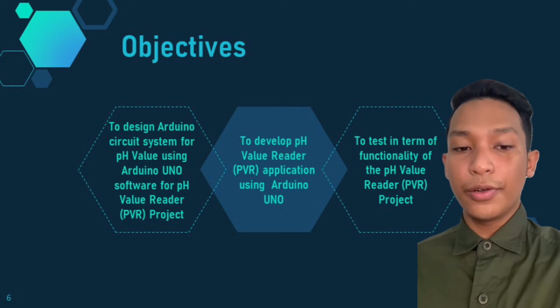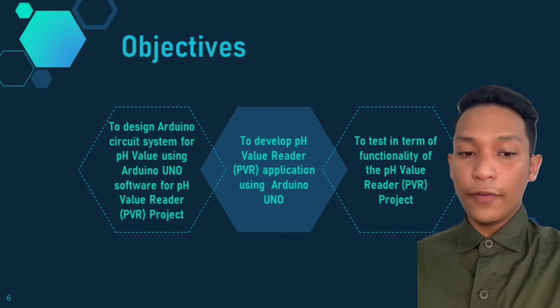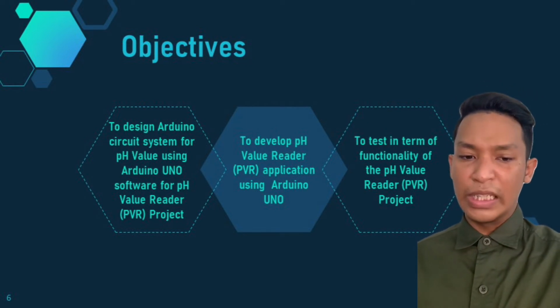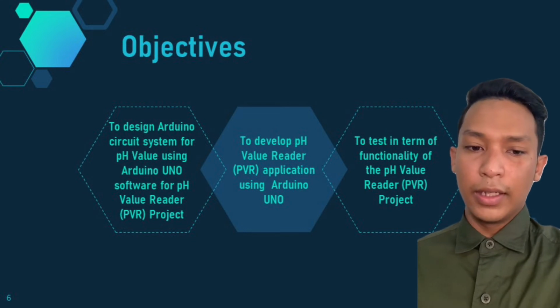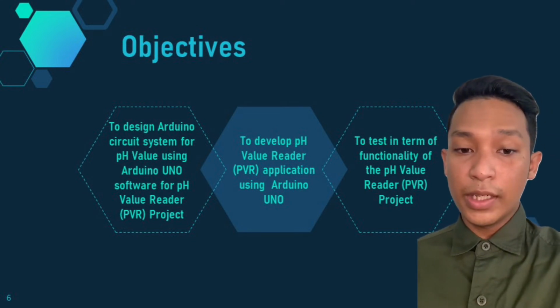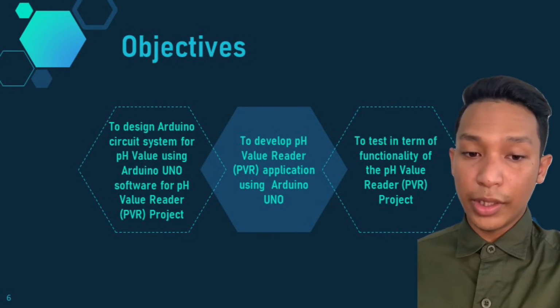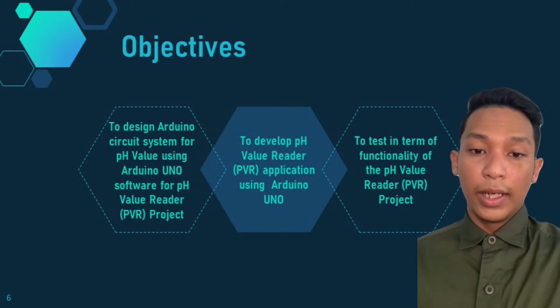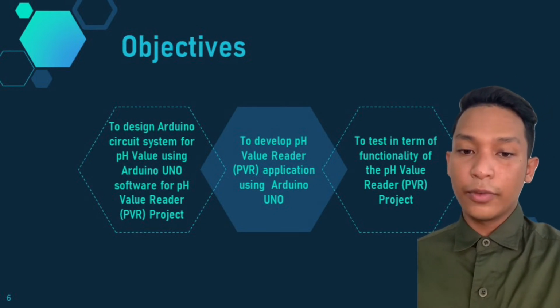Okay, let's continue with the objectives. The first one is to design an Arduino circuit system for pH value using Arduino software for the pH value reader, which is the PVR project. Next is to develop a pH value reader application using Arduino Uno. And the last one is to test the functionality of the pH value reader.